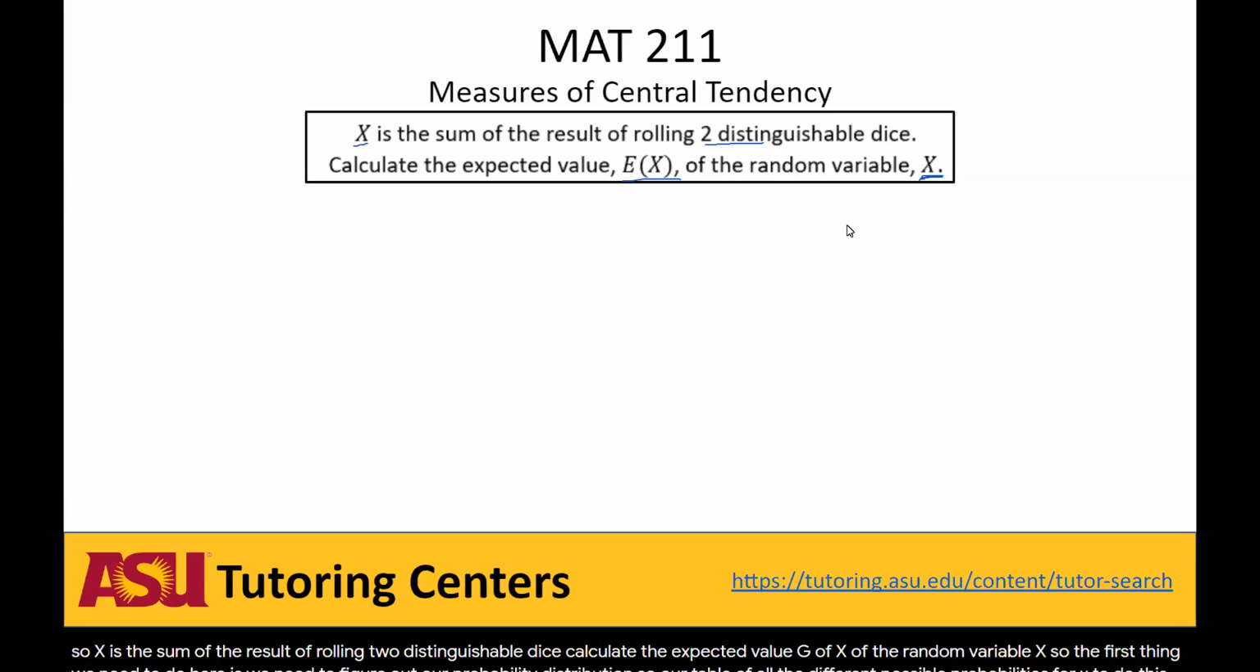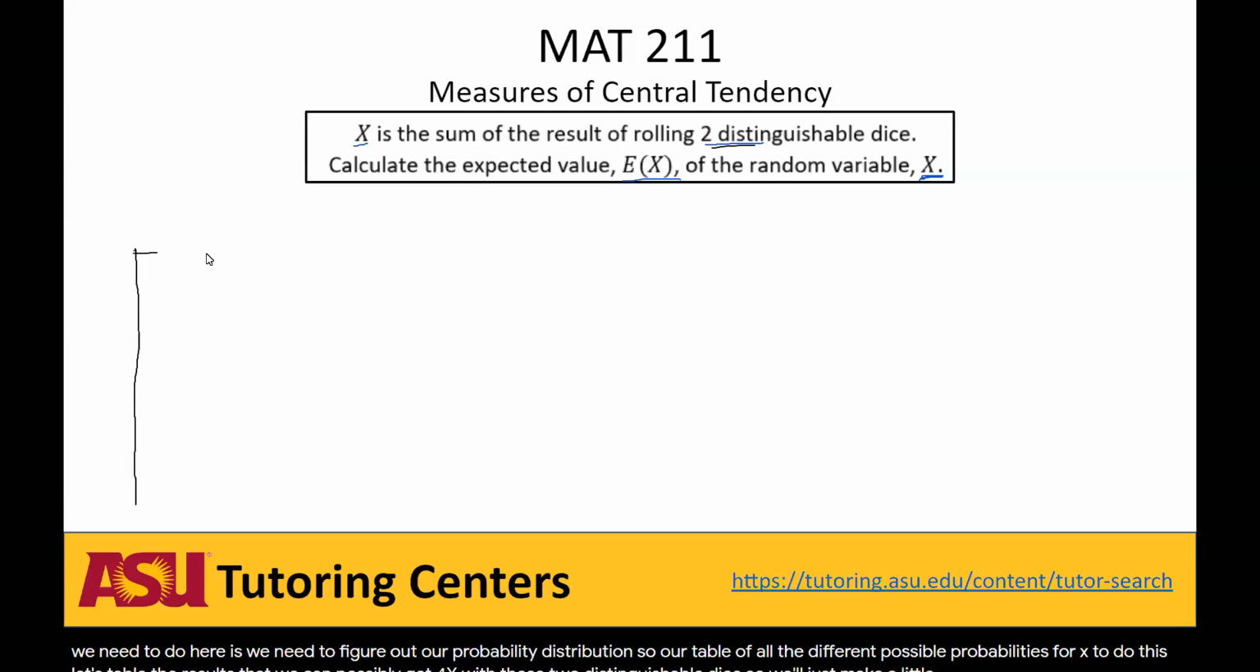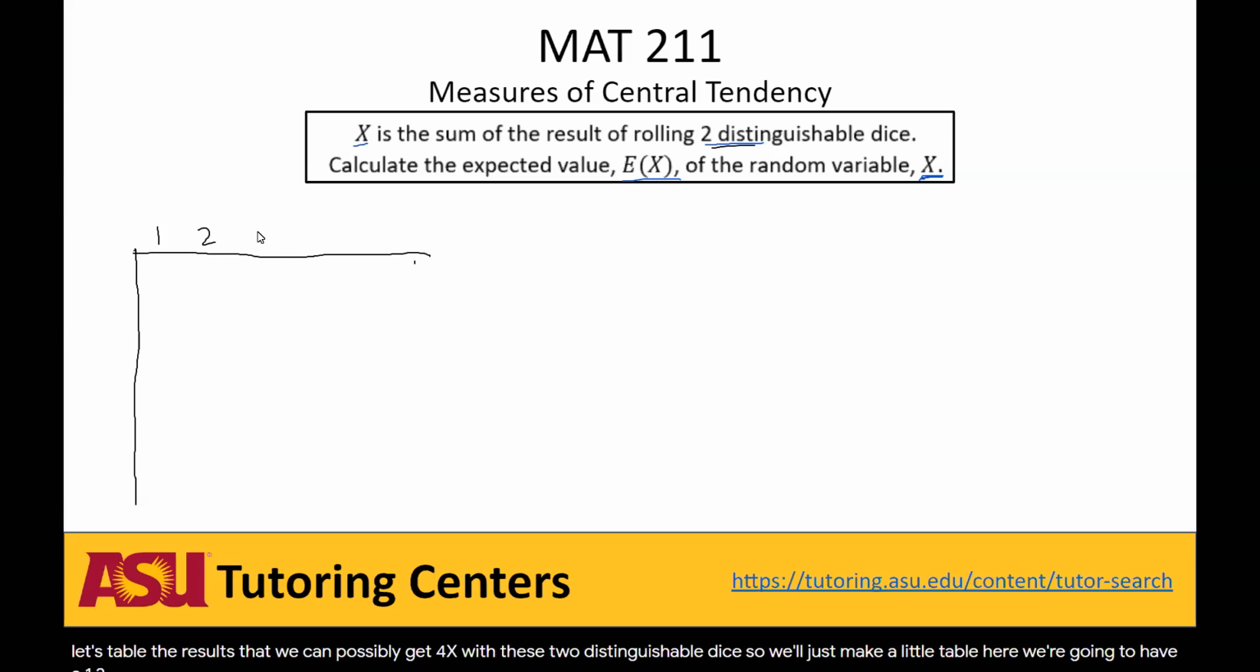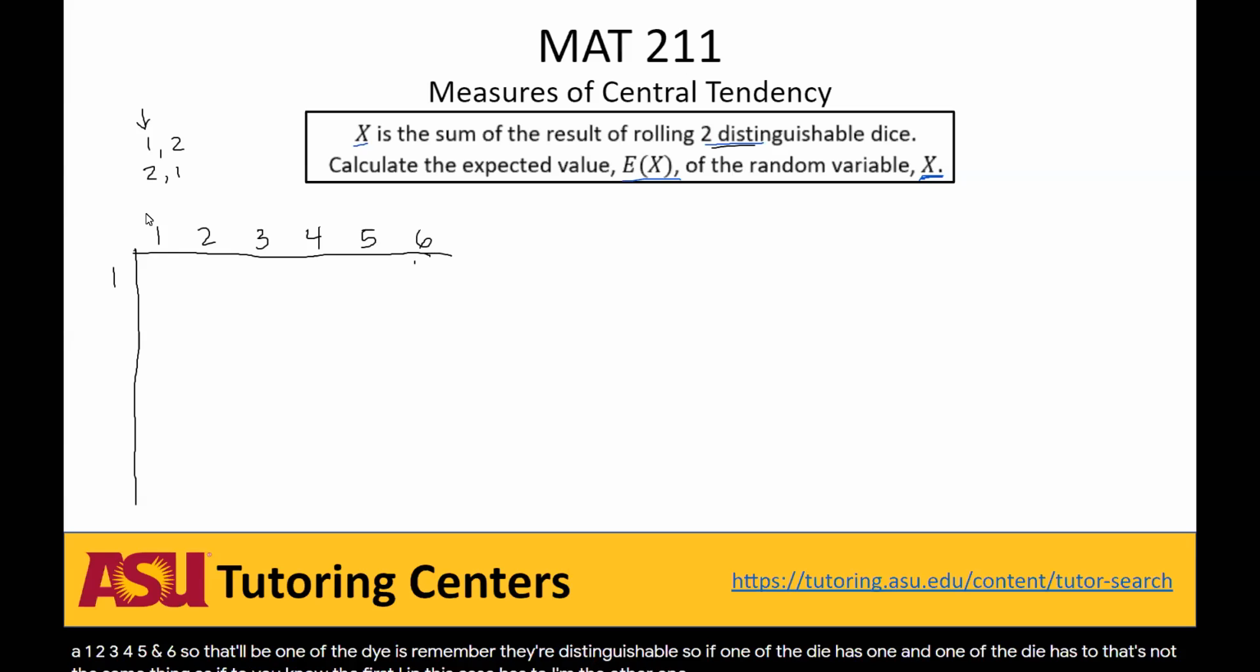To do this, let's table the results that we can possibly get for X with these two distinguishable dice. So we'll just make a little table here. We're going to have 1, 2, 3, 4, 5, and 6. So that'll be one of the die, because remember they're distinguishable. So if one of the die has 1 and one of the die has 2, that's not the same thing as if the first die in this case has 2 and the other one has 1. Those would be considered two different events in this case.